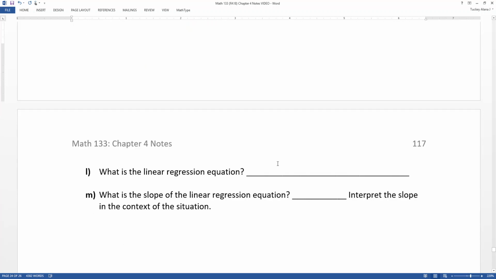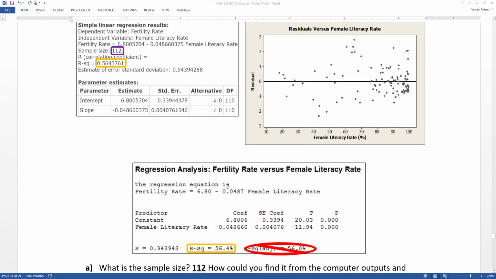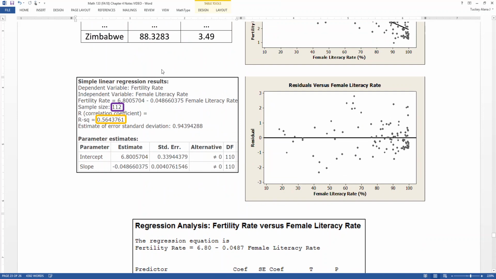All right, so now what is the linear regression equation? Well, you have to go back and look at the outputs right here. They're in there, but they're written out in words rather than written out in X's and Y's like you're used to from an algebra class. So the equation is right here.